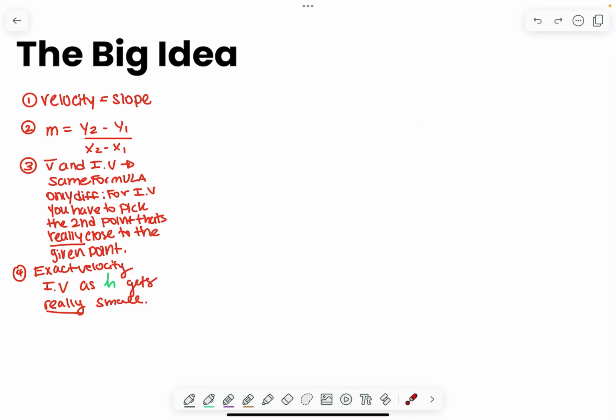There's also a fourth point that I wanted to mention. I will include it at the end of the video, but there's average velocity, there's instantaneous velocity, and there's also exact velocity. And all exact velocity is, is instantaneous velocity as h, which I will explain when we get there, gets really, really small, basically 0. And this really is the essence of calculus.